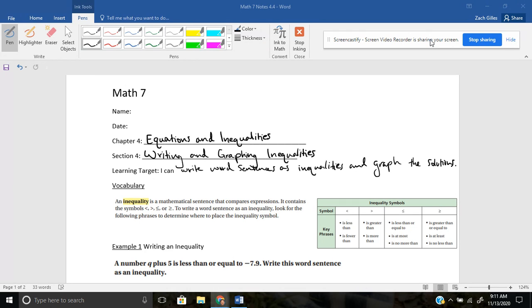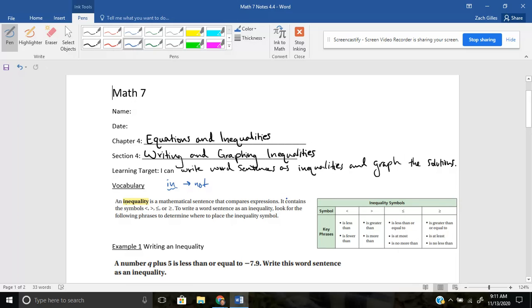We're going to talk about how to write and graph inequalities today. Okay, and we're going to start with the vocab: inequality. The prefix "in" would mean not. So if we have an inequality, we're talking about something that's not equal, right? So an inequality is a mathematical sentence that compares expressions.